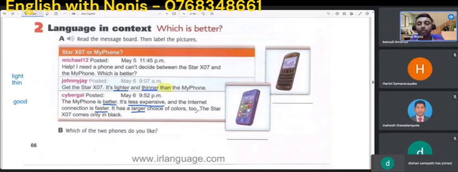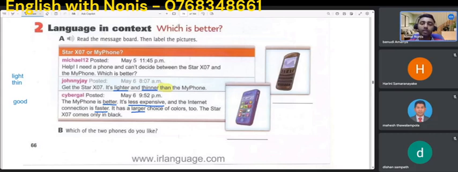Right. Okay. Now, this is the way that the comparative form is used when you are talking in English or when you are writing in English. So here they are comparing two mobile phones, and they are using these comparative forms of the adjectives: lighter, thinner, better, less expensive, faster, larger. So we need to learn these comparative forms if you want to compare two things.